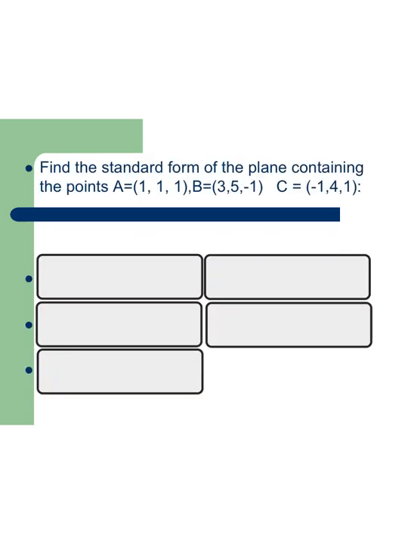We're going to go ahead and do this process again. So we have a plane with 3 points, A, B, and C. Point A is (1, 1, 1). Point B is (3, 5, -1). And point C is (-1, 4, 1).